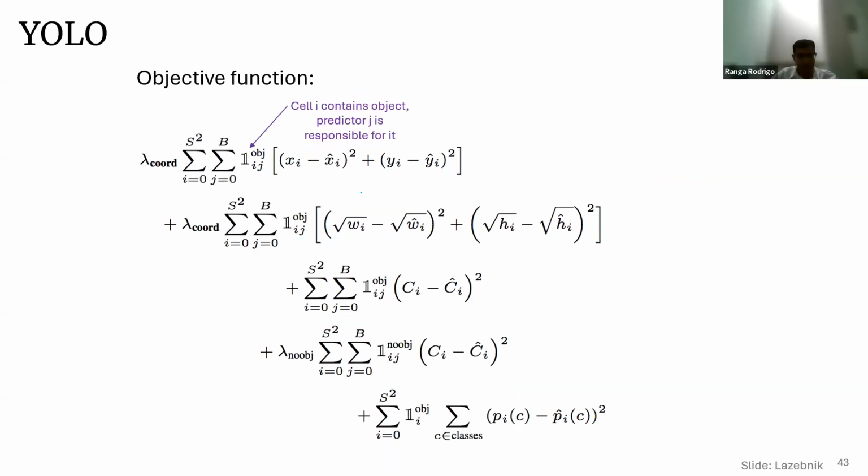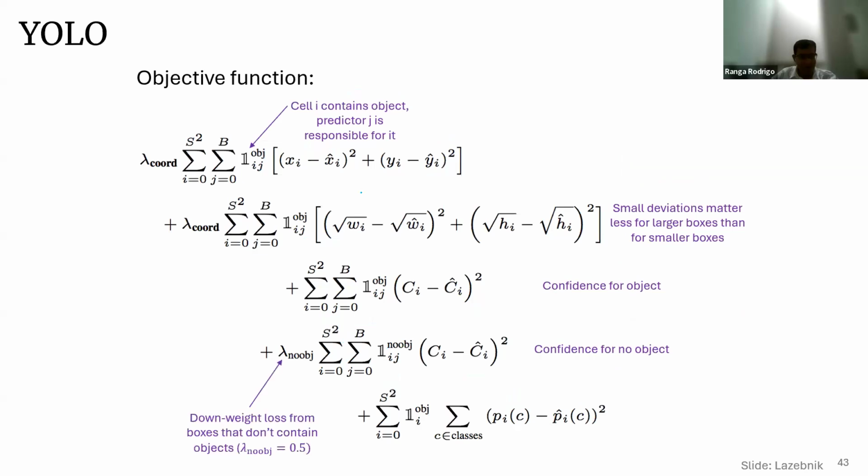So this is an important one. If cell i contains an object, predictor j is responsible for it. Small deviations matter less for large boxes than for small boxes. That's why they take the square root. Then the confidence of object and confidence of no object. Down-weigh the loss from boxes that don't contain objects, with no object weight 0.5, and then the class probability.